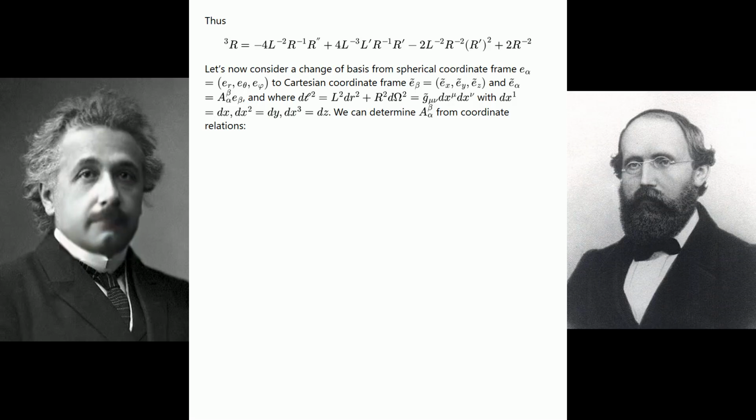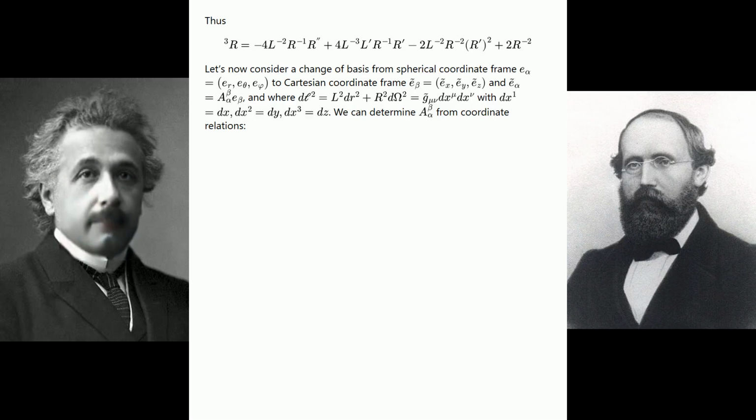Let's now consider a change of basis from the spherical coordinate frame E sub alpha equals E sub r, E sub theta, E sub phi to the Cartesian coordinate frame E sub beta equals E sub x, E sub y, E sub z, and E sub alpha equals a sub alpha to the beta E sub beta, where d script l squared equals l squared d r squared plus r squared d normal omega squared equals g sub mu nu of dx to the mu dx to the nu, with dx to the first equals dx, dx squared equals dy, dx cubed equals dz.